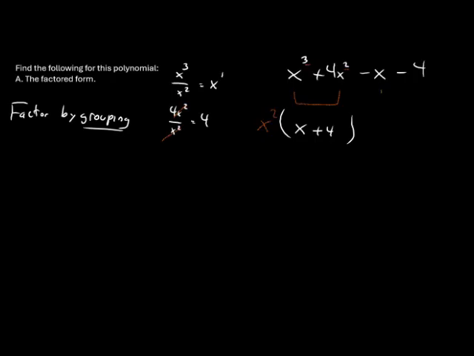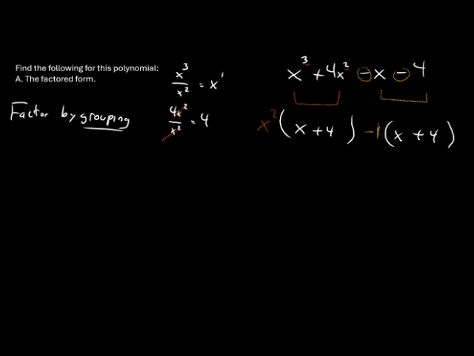Next, we move to the other set, negative x and negative 4. They don't have any numbers in common, and they don't have any letters in common, but they are both negative. Because they're both negative, we're going to factor out negative 1 from both of them. When we factor out negative 1, we'll divide both terms by negative 1. Negative x over negative 1 will just give positive x, and negative 4 over negative 1 will give positive 4.